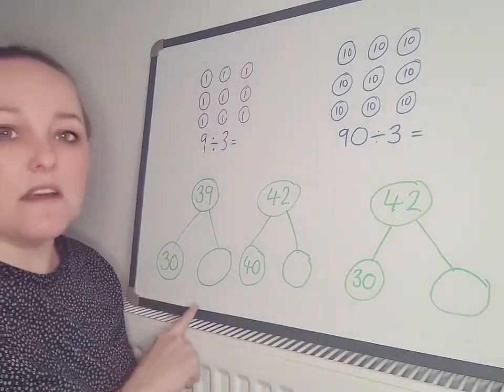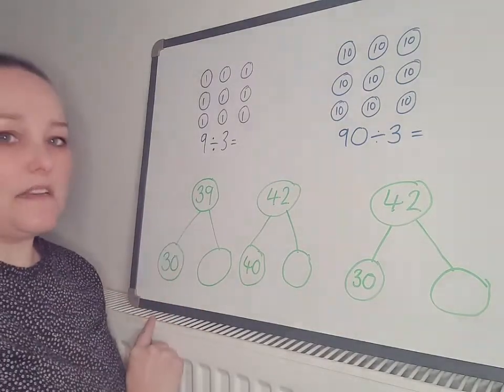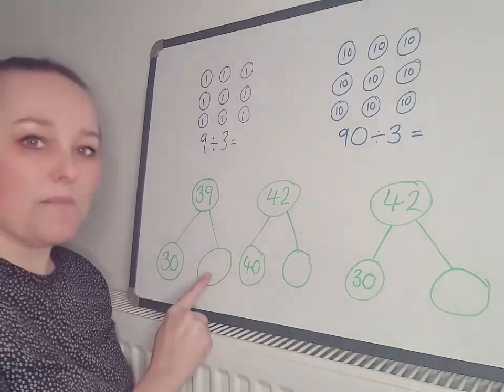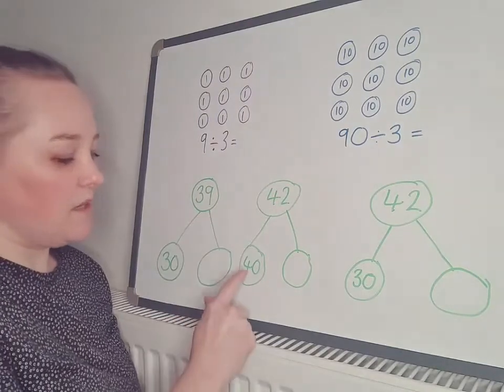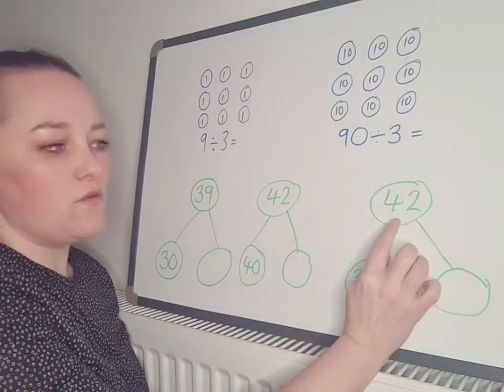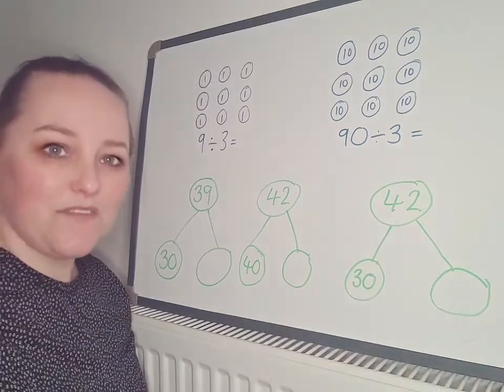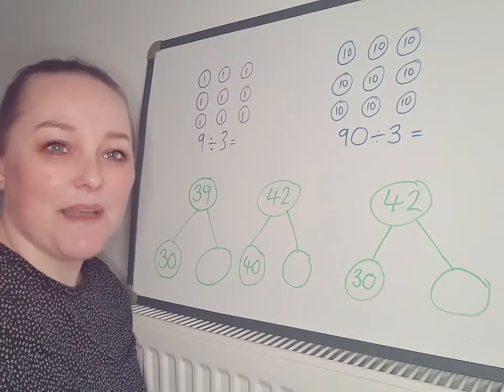And then down here, I'd like you to fill in the part-whole models. So we've got 39 is partitioned into 30 and something. 42 is partitioned into 40 and something. But 42 here is also partitioned into 30 and something. So pause the video, have a quick go at those, and then come back to me.